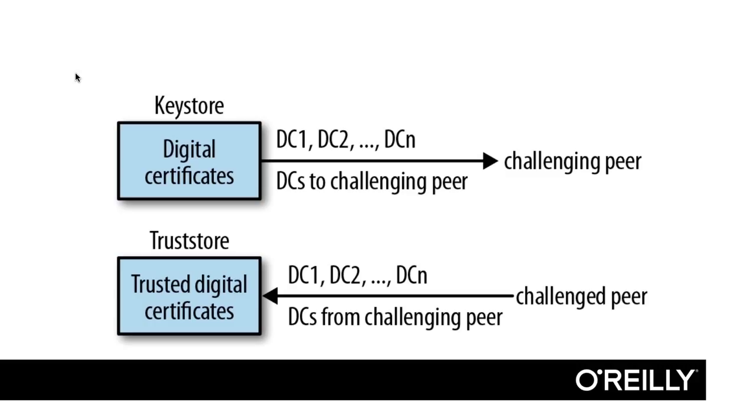By contrast, my trust store is a repository of the digital certificates that I trust. So when I challenge my peer and get certificates back, I compare those certificates against the contents of my trust store. The difference between the key store and the trust store has to do with functionality, not format. So for example, one and the same file could serve both as a key store and as a trust store.